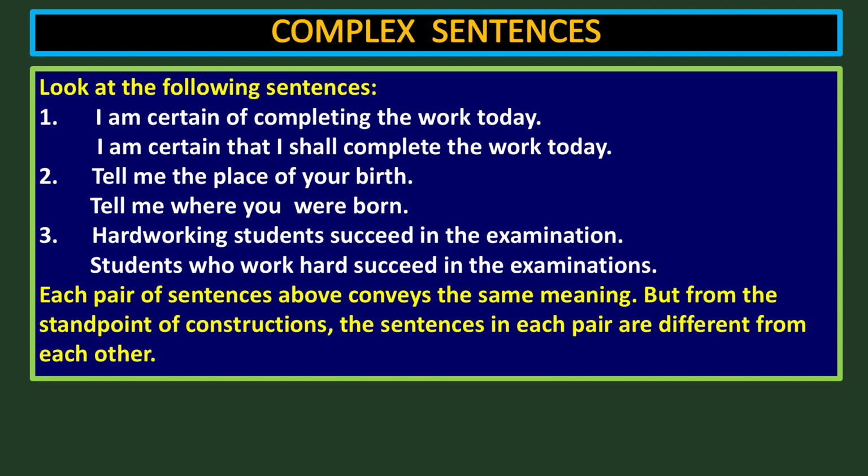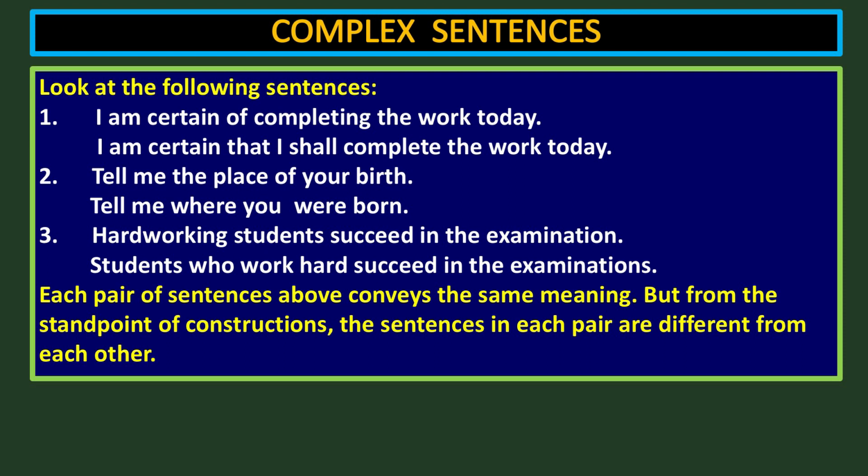So, each pair of sentences above conveys the same meaning. You see, I am certain of completing the work today and also I am certain that I shall complete the work today. Both the sentences give the same meaning, but what happens in case of the first sentence, there is a non-finite verb.